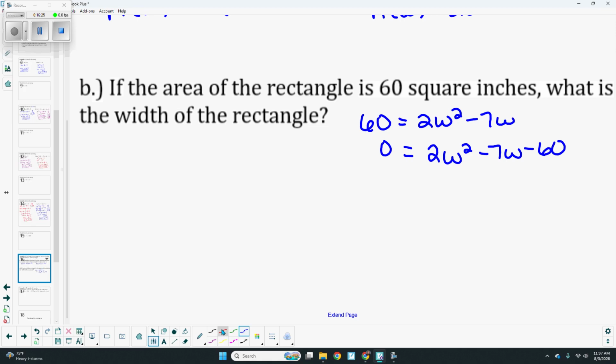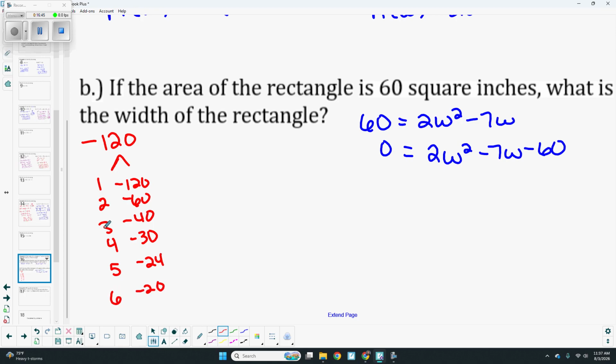So we're going to start with 2 times negative 60 is negative 120. We want to add to a negative number, so bigger numbers are negative. So 1 and negative 120, 2 and negative 60, 3 and negative 40, 4 and negative 30, 5 and negative 24, 6 and negative 20, 7 didn't go in, 8 and negative 15, that's our pair. 8 and negative 15 adds to negative 7. So we're going to have 2w squared plus 8w minus 15w minus 60.